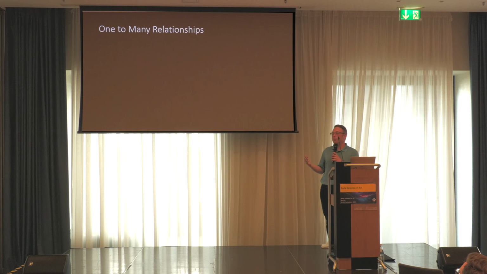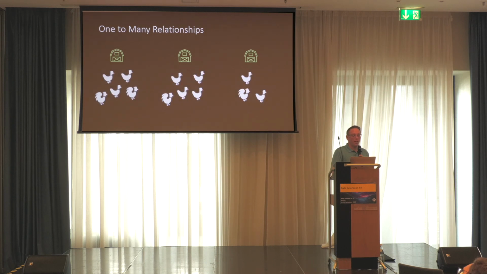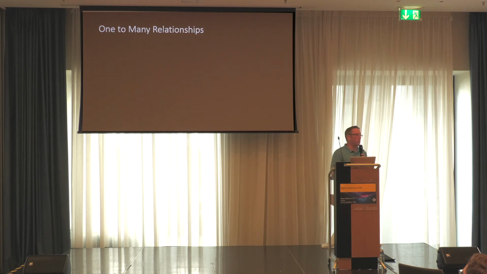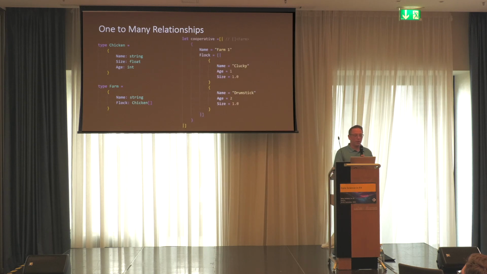Another common pattern that we might have to deal with is one-to-many relationships. So let's say I have several farms. I have chickens associated with those farms. So the natural way to model that in F# would be something like, again, I have my chicken, and I'm going to define farm. It has a name, which is a string, and it has a flock associated with it, which is just an array of chicken. And here's an example of me creating an instance of that.